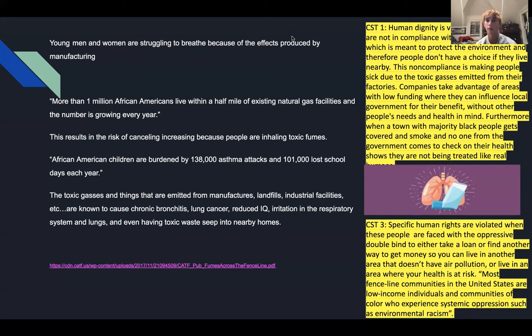And when a town gets covered in smoke and no one comes to check on them, and it's an all Black lower income community, their dignity is at risk, because it just shows that no one cares about them.